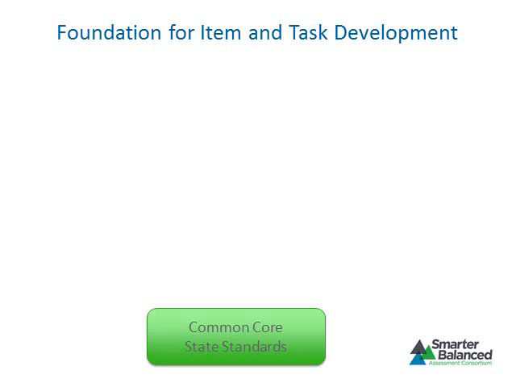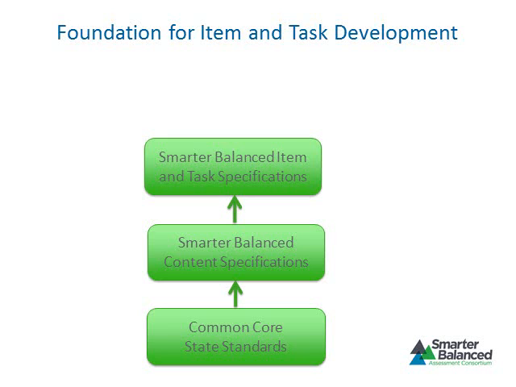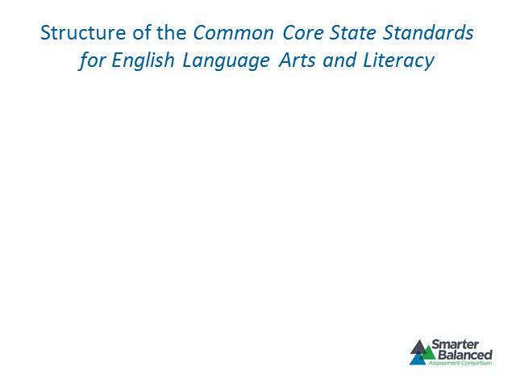As will be explored in greater detail in this module, the Common Core State Standards provided the foundation for the Smarter Balanced Content Specifications. The content specifications were then used to inform the development of the Smarter Balanced Item Specifications. Item and task writers are expected to use all three documents to guide the development of Smarter Balanced items and tasks. The Common Core State Standards document has three main sections.